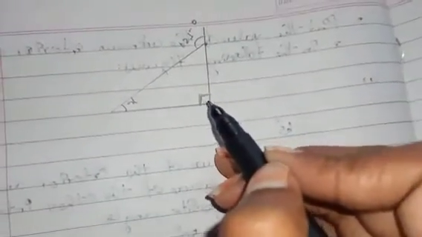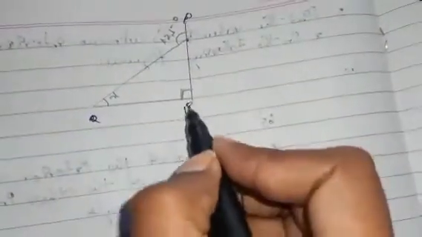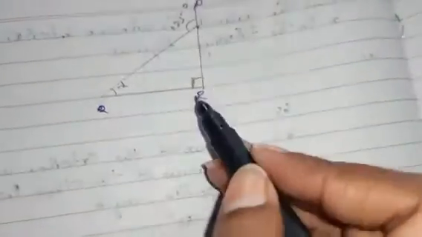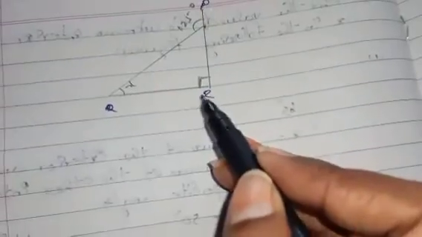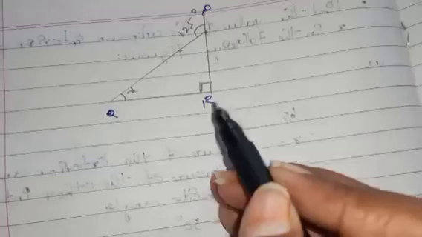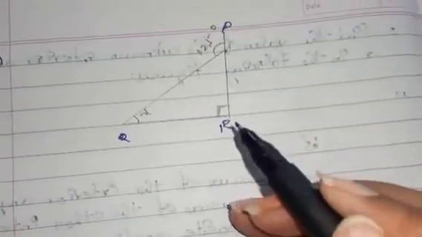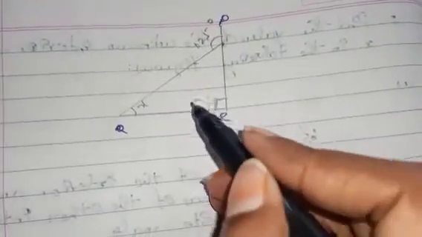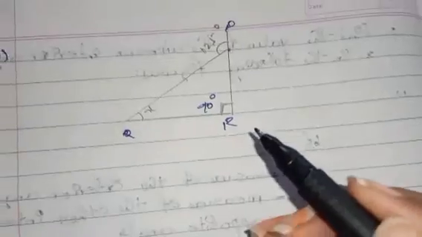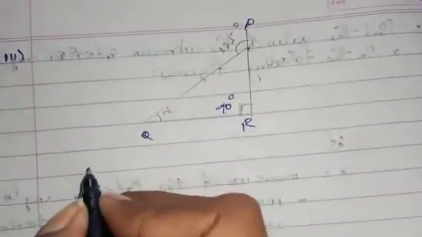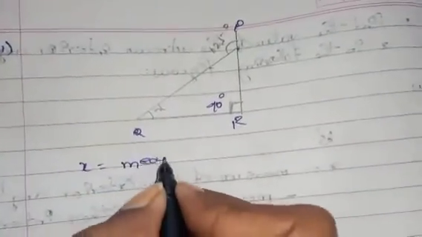Now the third one, here also we have to find the interior angle x. See here, there are altitudes. For example, here is triangle PQR. Here PR is perpendicular to QR, so PR is an altitude and QR is also an altitude. If two sides are altitudes, it is a right angle triangle. A right angle triangle means exactly how many degrees here? 90 degrees.